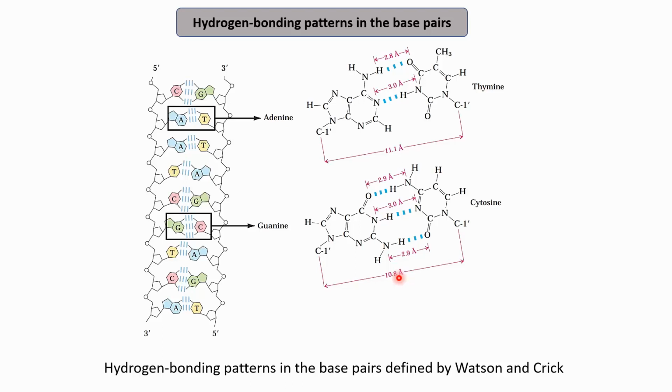And if we look at the central cavity of the DNA, the distance between one strand and the other strand is constant, and it is because always a purine ring is forming a base pair with a pyrimidine ring. So the distance is almost constant.